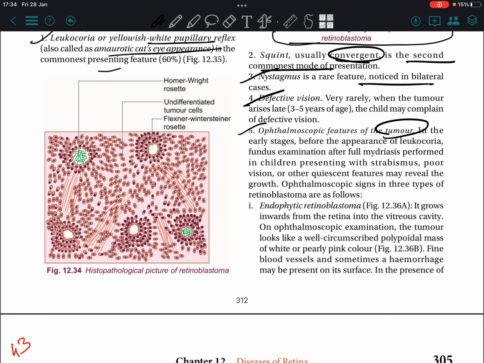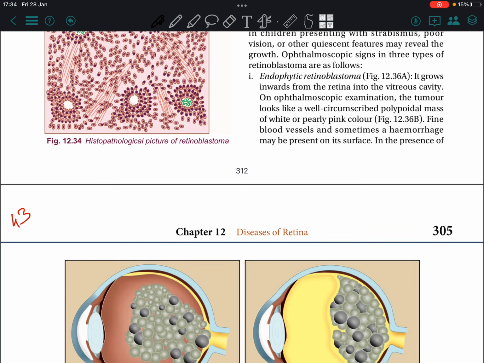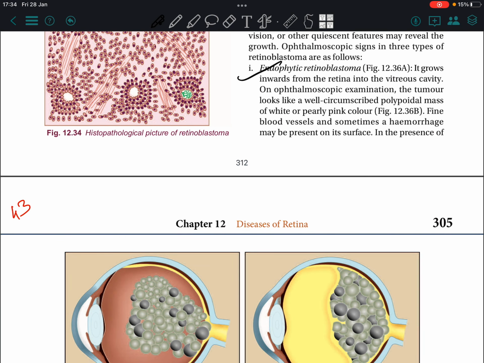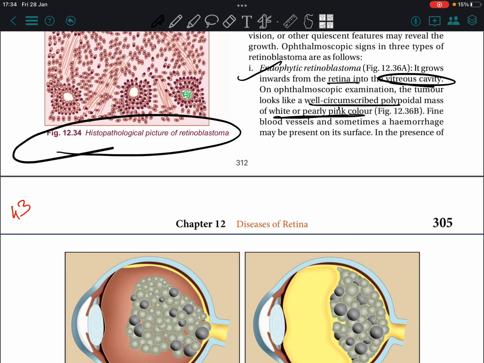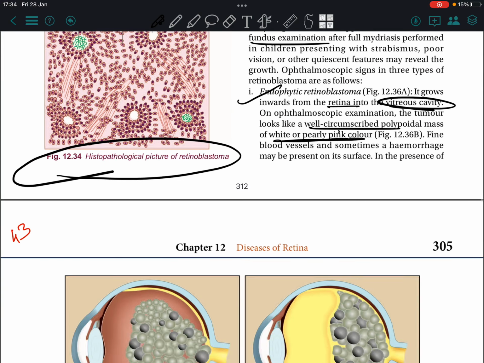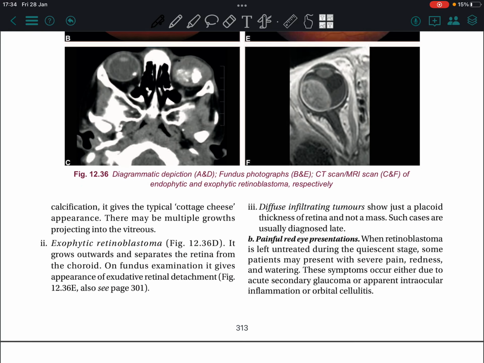Ophthalmoscopic features of the tumor. In the early stage, before appearance of leukocoria, the fundus should be examined after full mydriasis, performed under anesthesia in children. Endophytic retinoblastoma grows inwards from the retina into the vitreous cavity. On ophthalmoscopic examination, the tumor looks like a well circumscribed polypoidal mass, white or pink in color, with fine blood vessels, and sometimes hemorrhage may be present on its surface. In the presence of calcification, it gives a typical cottage cheese appearance.